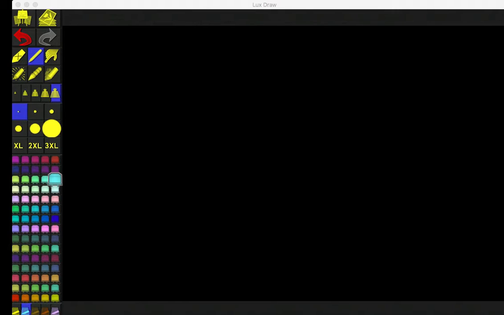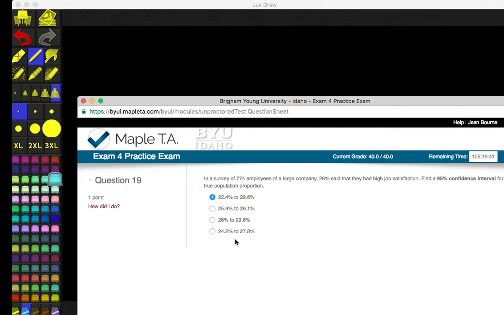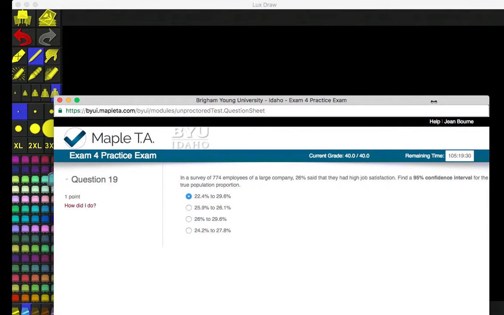Okay. This is a confidence interval. No, I have not done one of these for the class. So in a survey of 774 employees of a large company, 26% said they had job satisfaction. Find a 95% confidence interval for the true population proportion.